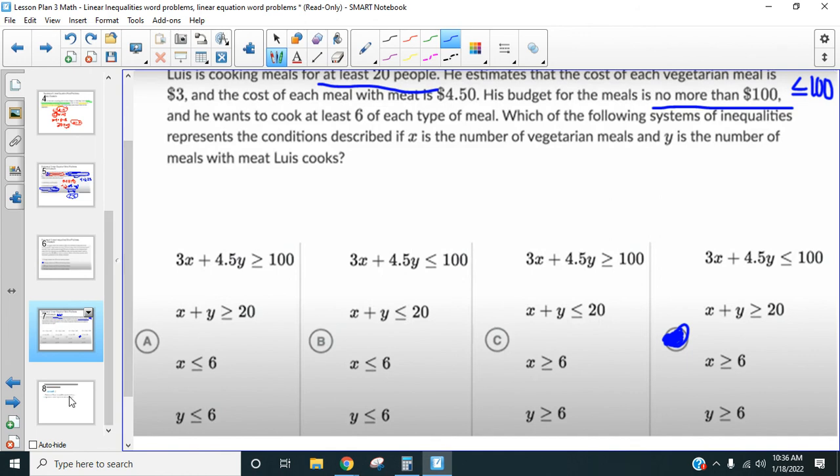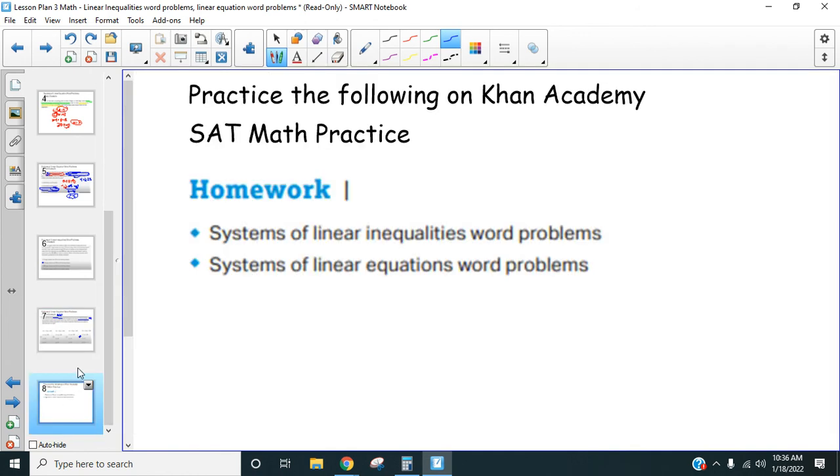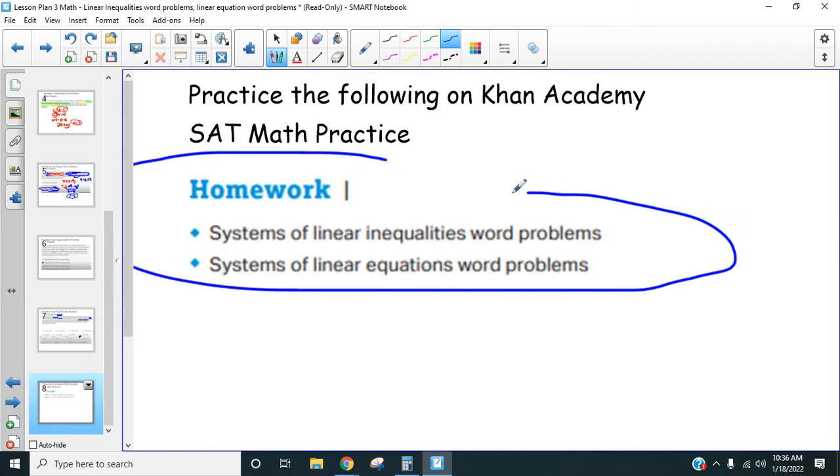Okay? Now, for today, if you're done with your homework, then you should do these two on SAT practice. If you're not done with your homework, you should do any homework that you have left over. Okay? There you go.